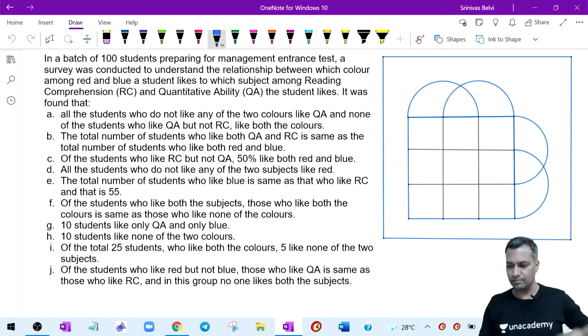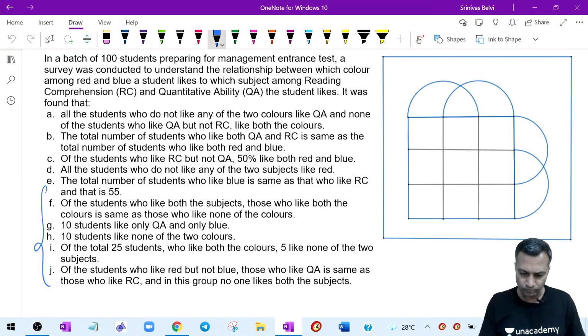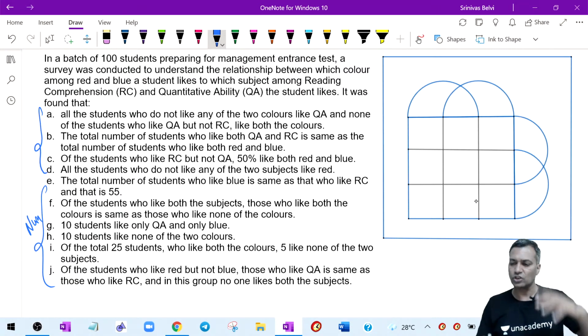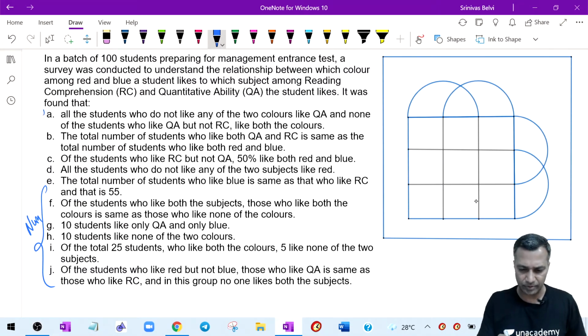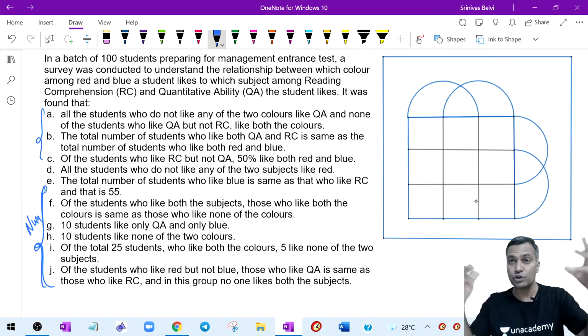So here is the diagram. Let's try to fill this information. Once you read this information, what do you get? A lot of numbers are here. A lot of general, somewhat vague information is on the top, and a lot of specific information. That's what you're trying to say.